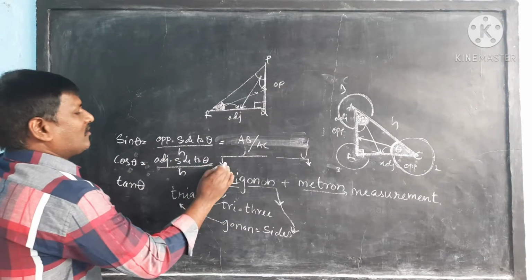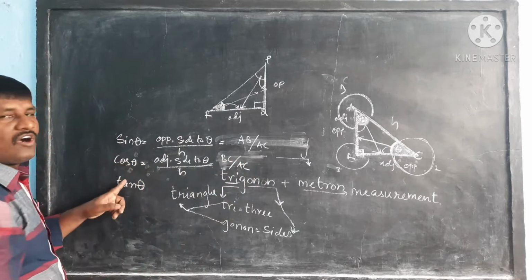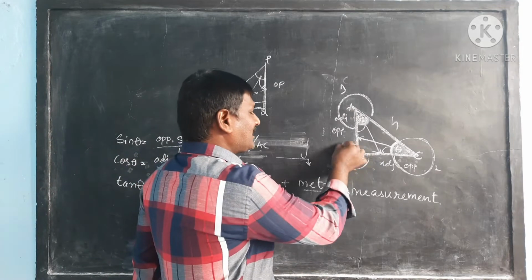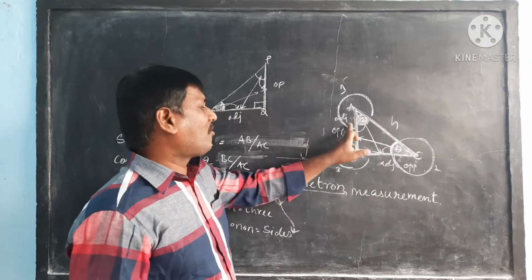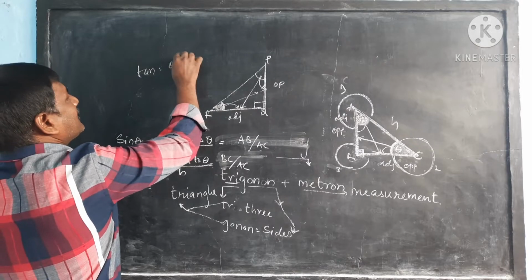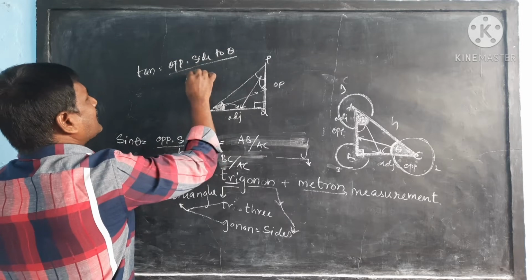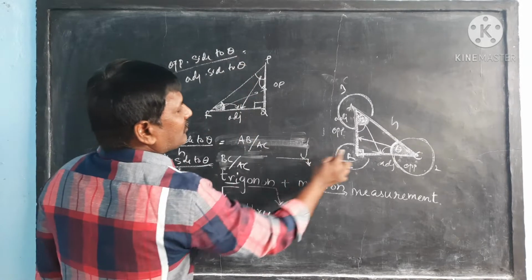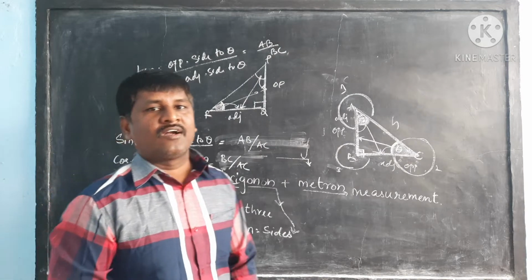So what can we write here? BC by AC, which is equal to cos theta. Now tan theta: we get the third ratio, this one, the opposite to theta and the adjacent to theta. So opposite by adjacent. Now tan theta is equal to the opposite side to angle theta by the adjacent side to angle theta, that is AB by BC, and from this you have found 3 trigonometric ratios.